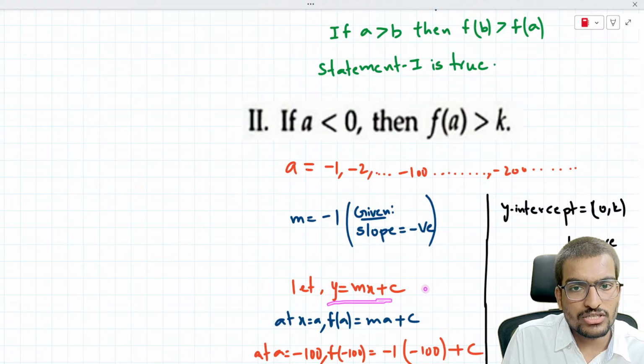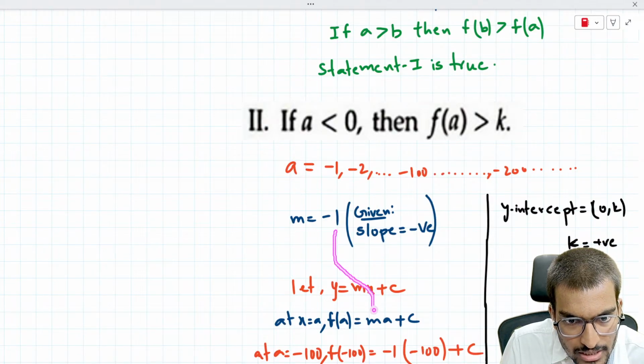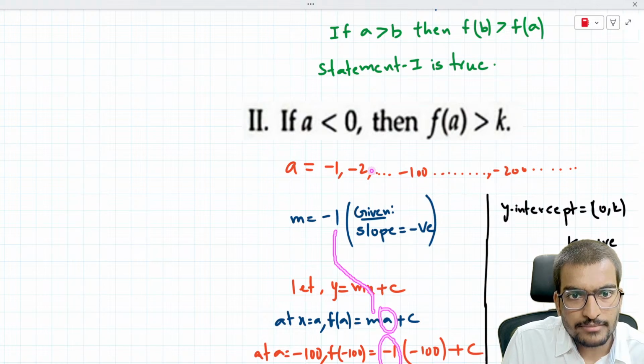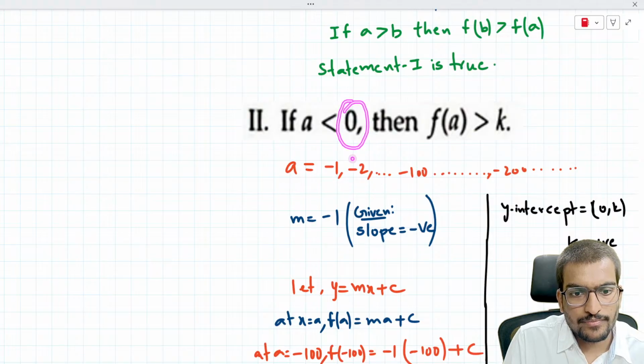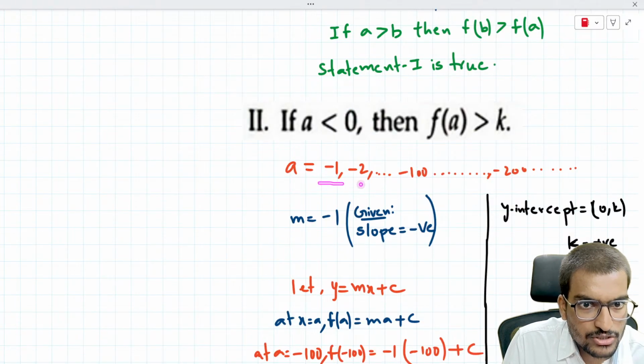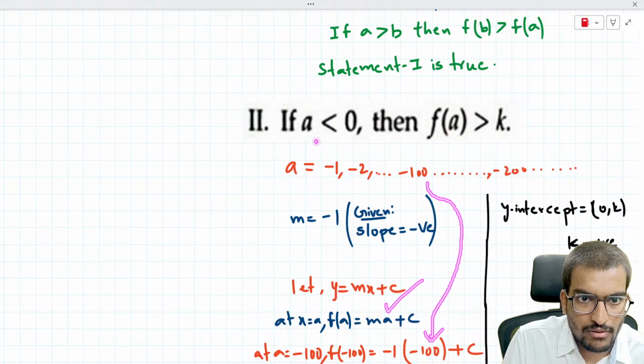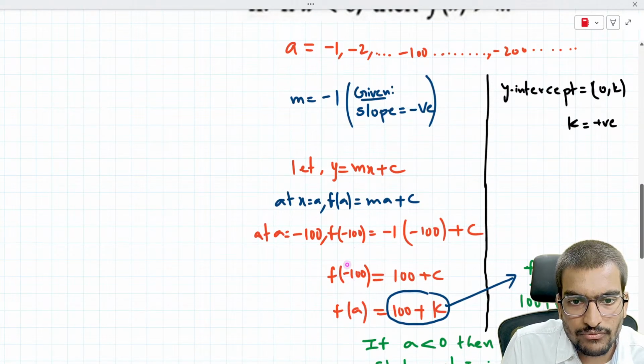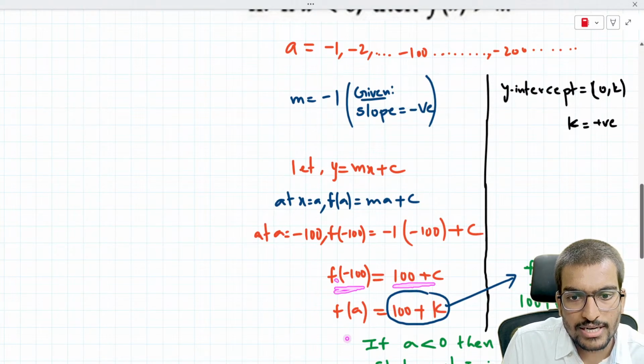Now I have an equation y equals mx plus c, which is f of a. So at f of a, x value turns out to be a. Now I have m value -1 substituted, and what is a value I'm taking? Less than 0 means I can take -1, -2, -100. I am taking -100 in the place of a. -100 is less than 0. I took that, and I end up with f of -100 equals 100 plus k.